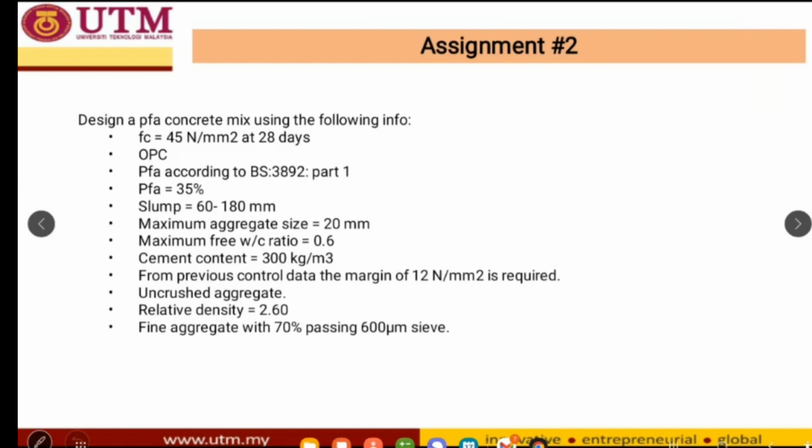Meanwhile, the maximum free water cement ratio is 0.6, cement content 300 kg per meter cube, and then from the previous control data, the margin of 12 Newton per millimeter square is required. Aggregates are uncrushed for both coarse and fine aggregate. So the relative density is 2.6 and the fine aggregate is 70% passing the 600 micrometer sieve. So you need to submit this assignment number 2 in our e-learning before the 4th of May. Okay, before the 4th of May. Okay, so please take note.